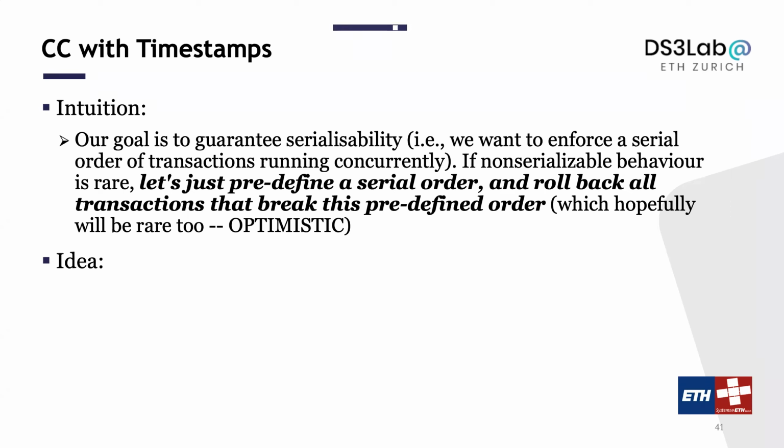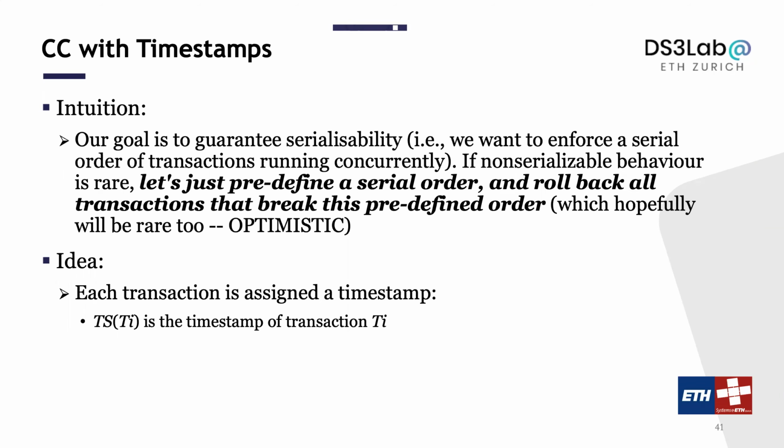We can make this intuition a little bit more concrete. Here's the basic idea. For each transaction, I assign a timestamp, and I call that TS. TS(Ti) means the timestamp of transaction Ti.